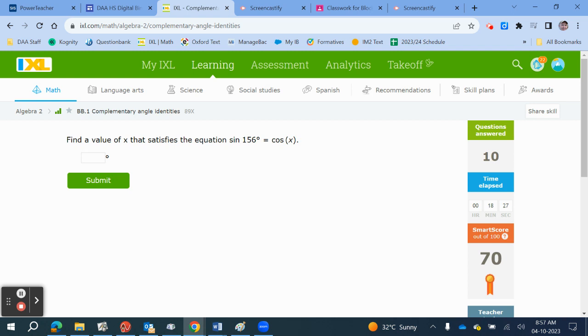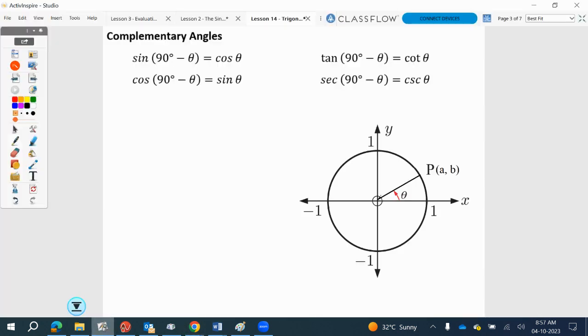Okay, let's have a look at complementary angle identities. So let's review the theory a little bit quickly first. We see here in the unit circle that the cosine of theta and the sine of theta are given as A and B. So if we wish to find the sine of 90 minus theta, we need to find 90 degrees, which is here.